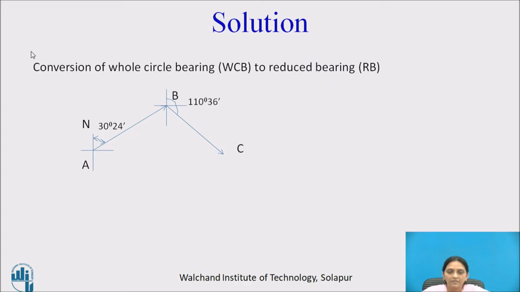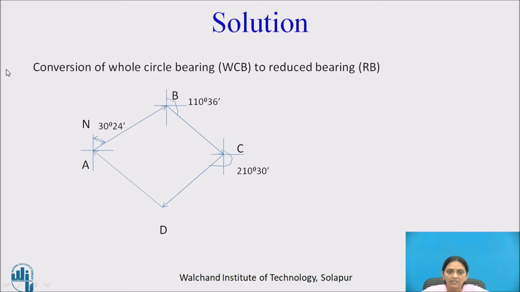And this is station C. And from station C, the bearing of line CD is taken, and it is given that it is 210 degree 30 minutes. And the last line, that is line DA, its bearing and length are missing, so we will compute this length. So to convert the whole circle bearing into a reduced bearing: in whole circle bearing, north is always the reference, but in reduced bearing, references are north and south, whichever is nearer to the line.